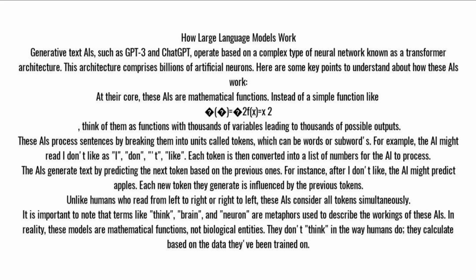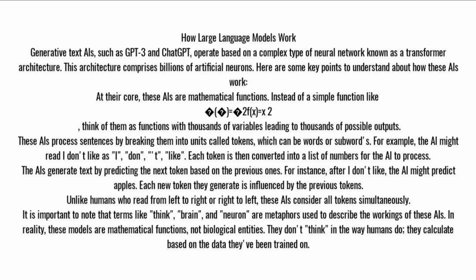How large language models work. Generative text AIs, such as GPT-3 and ChatGPT, operate based on a complex type of neural network known as a transformer architecture. This architecture comprises billions of artificial neurons. Here are some key points to understand about how these AIs work. At their core, these AIs are mathematical functions.